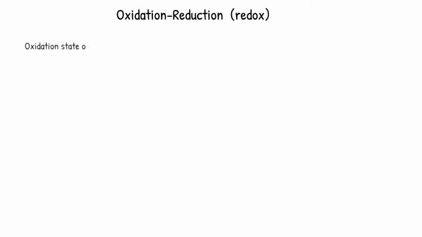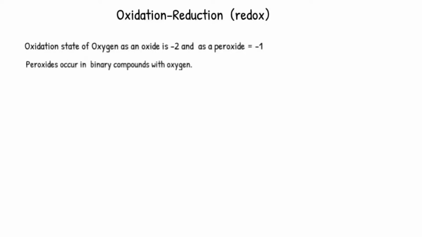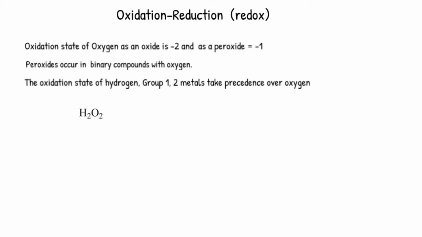The oxidation state of oxygen as an oxide is -2 and as a peroxide is -1. Peroxides occur in binary compounds with oxygen. The oxidation states of hydrogen and the group 1 and group 2 metals take precedence over oxygen. For example, H2O2, Li2O2, and MgO2 are peroxides.